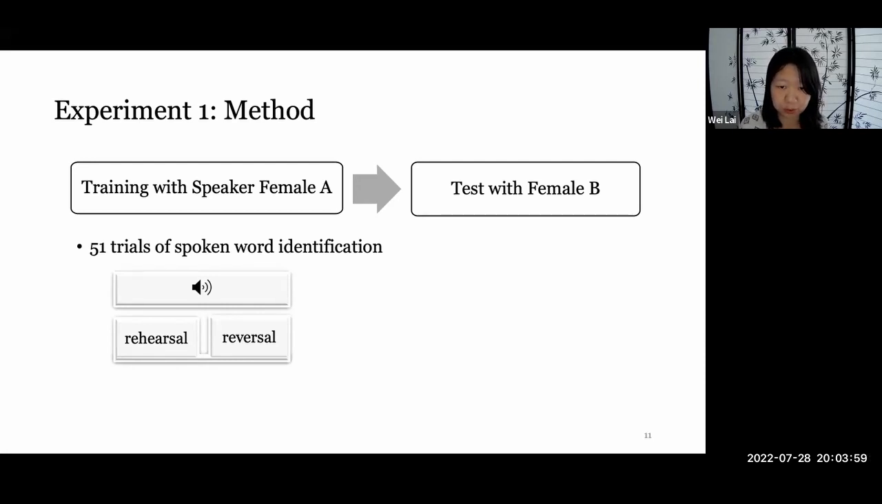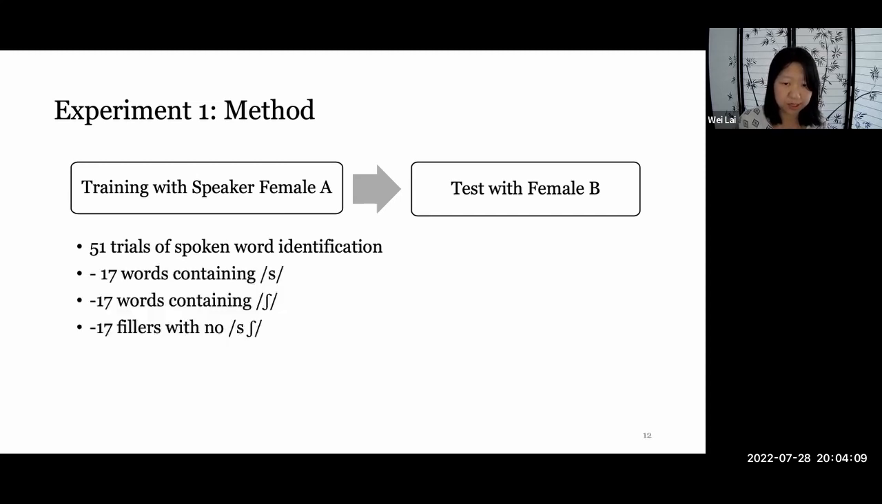Listeners need to choose what word they hear from two options. For example, they might hear rehearsal and need to choose between rehearsal and reversal. And the stimuli are 17 spoken words containing S, 17 words containing SH, and 17 filler words without S or SH. The task is simply to provide listeners with exposure to female A's S and SH and other spectral cues in general.